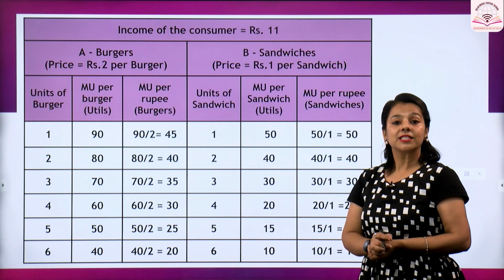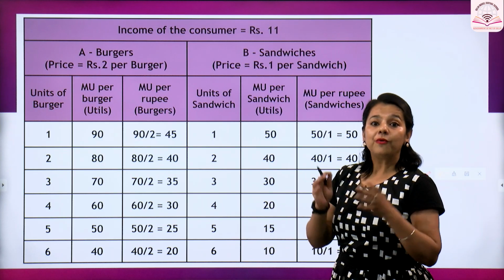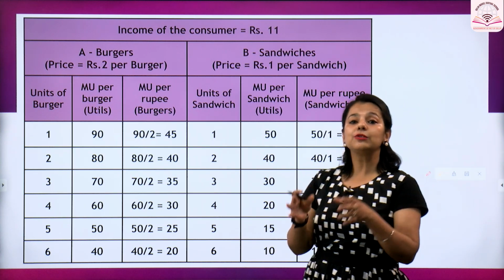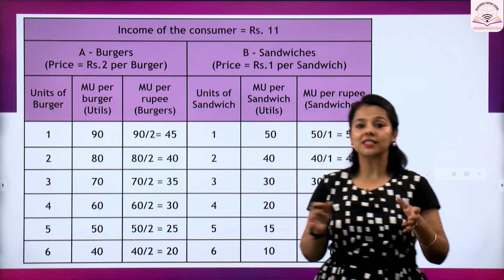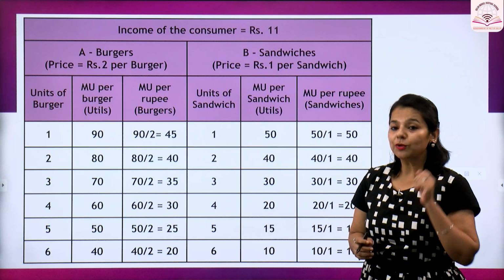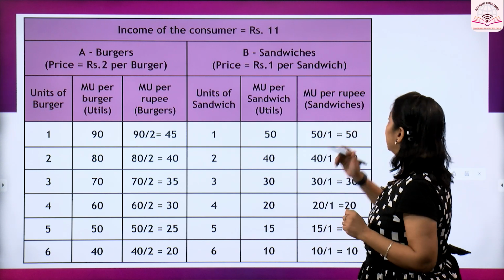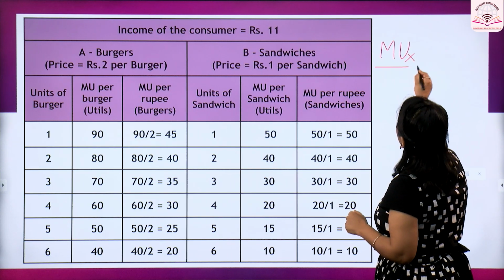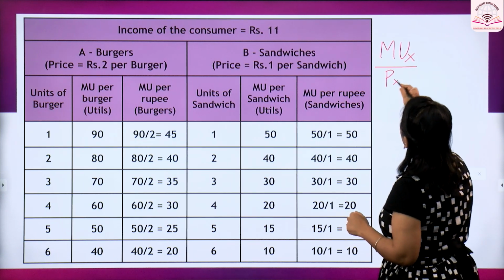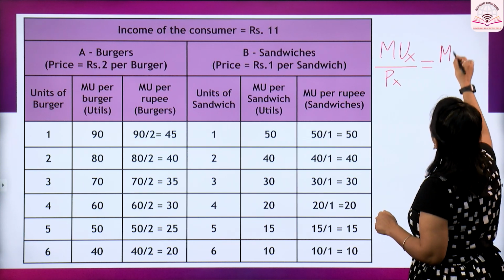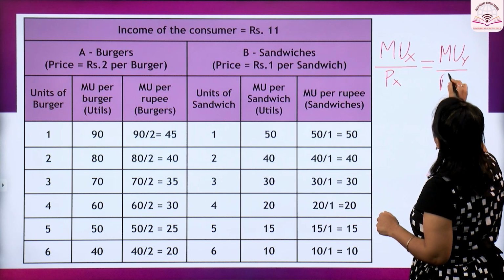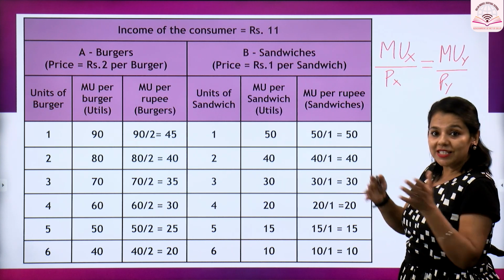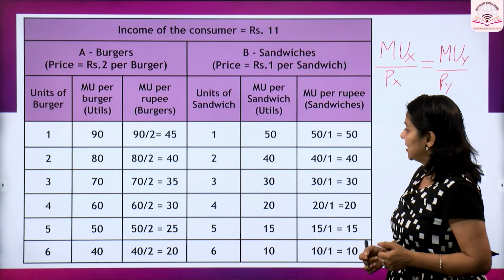Now, suppose I want to know at what point the consumer is getting the maximum satisfaction. So according to the law of equimarginal utility, the consumer will maximize his utility where MUX upon PX is equal to MUY upon PY. Now, let's find out this particular combination.